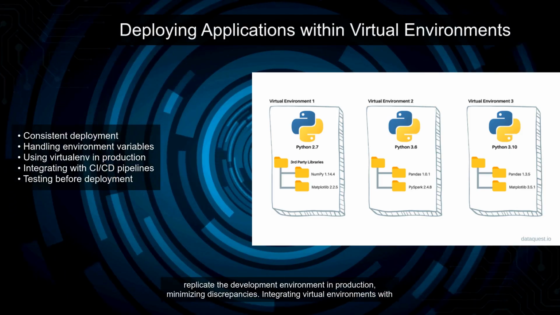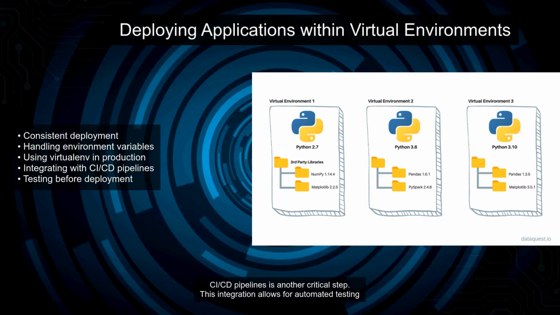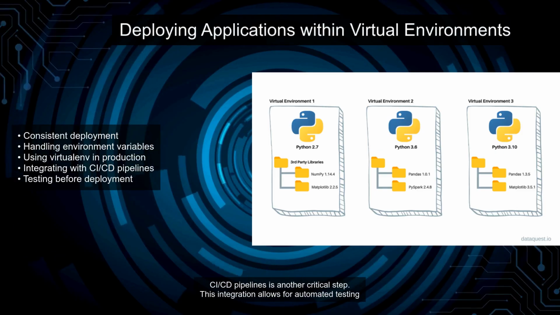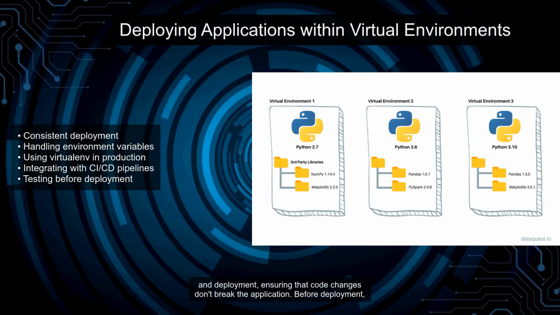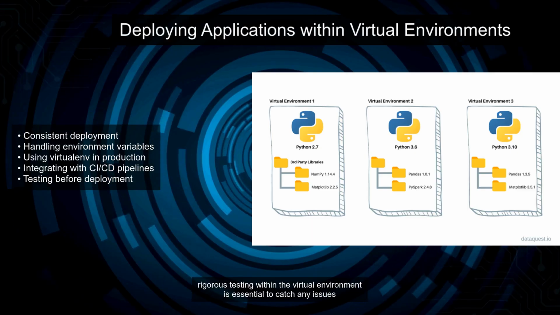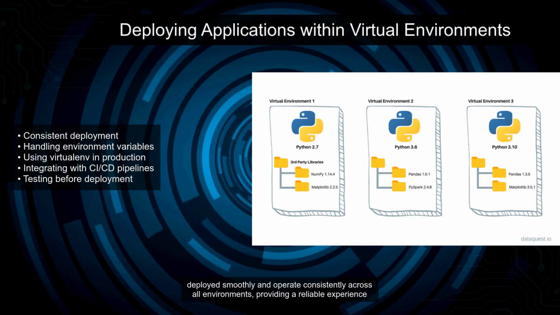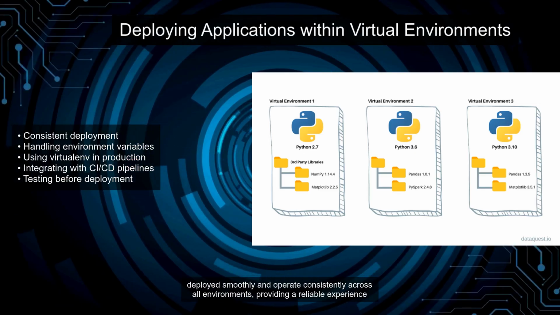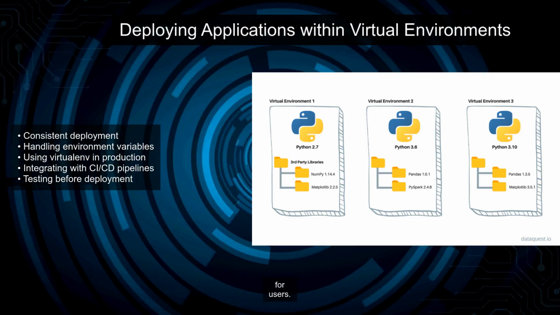Using tools like venv, you can replicate the development environment in production, minimizing discrepancies. Integrating virtual environments with CI/CD pipelines is another critical step. This integration allows for automated testing and deployment, ensuring that code changes don't break the application. Before deployment, rigorous testing within the virtual environment is essential to catch any issues early. By following these steps, you can ensure that your applications are deployed smoothly and operate consistently across all environments, providing a reliable experience for users.